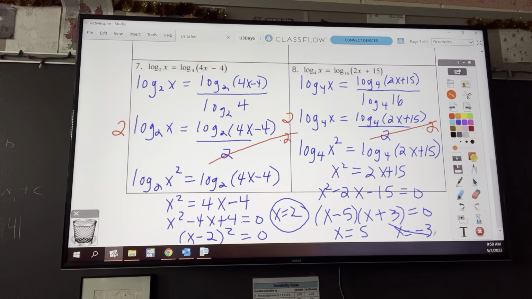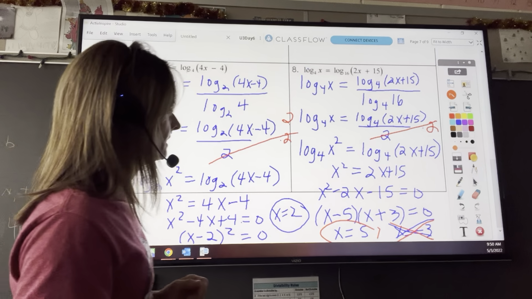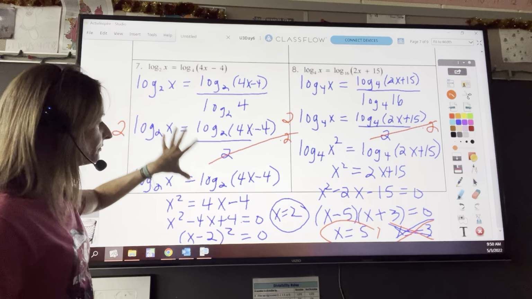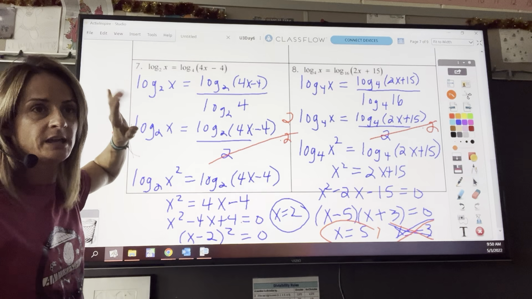However, one is extraneous, and here's why. So here's our answer, x equals 5. If you look back up at the original problem, just like we did for the previous problem, we took our 2, we plugged it in to make sure it worked.